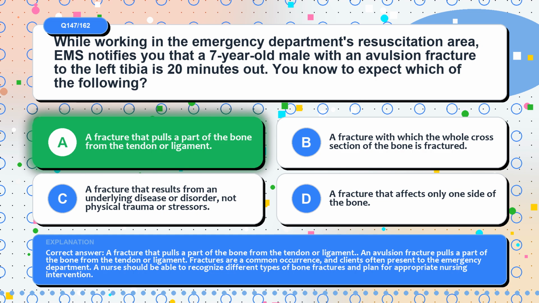Fractures are a common occurrence and clients often present to the emergency department. A nurse should be able to recognize different types of bone fractures and plan for appropriate nursing intervention.